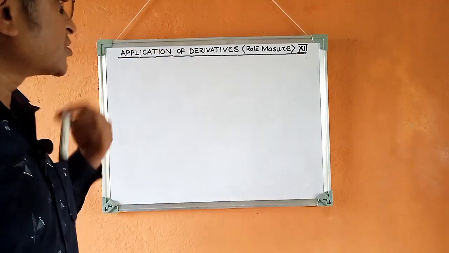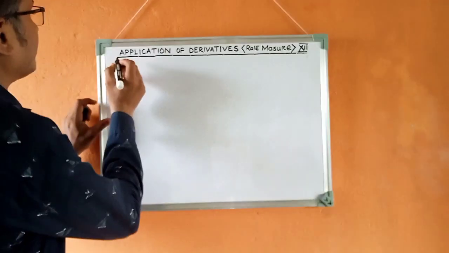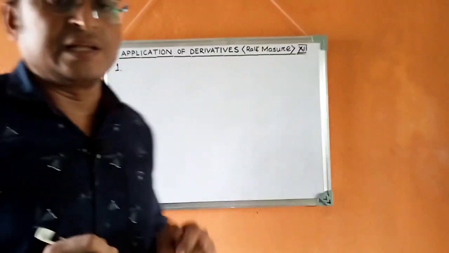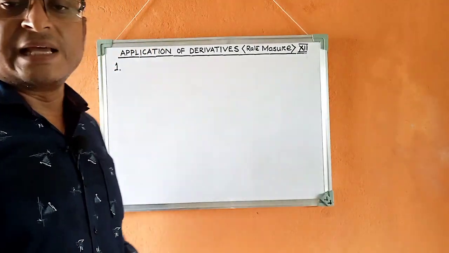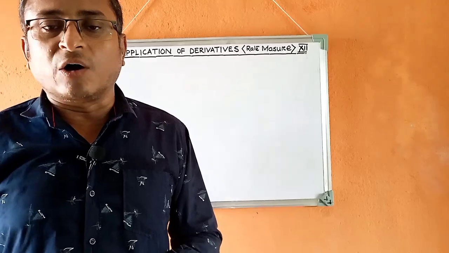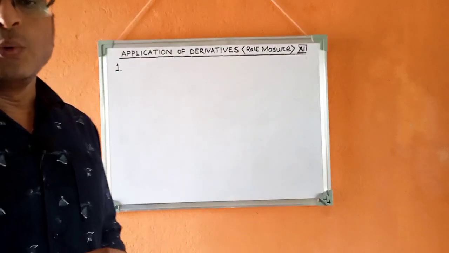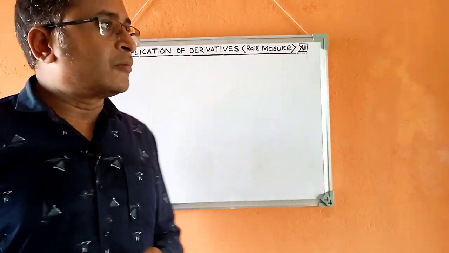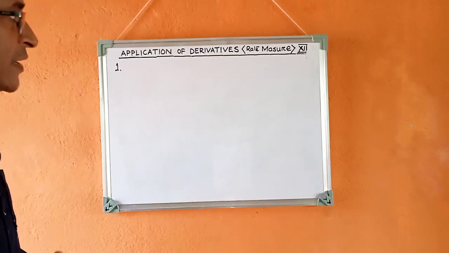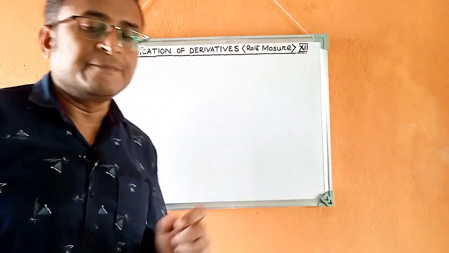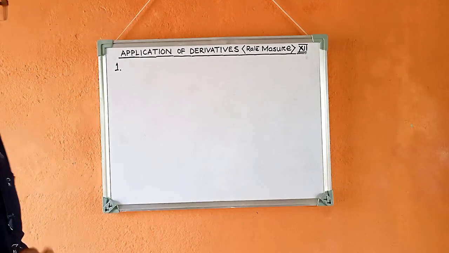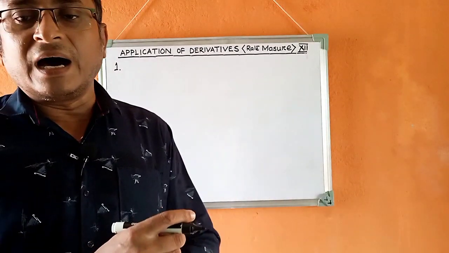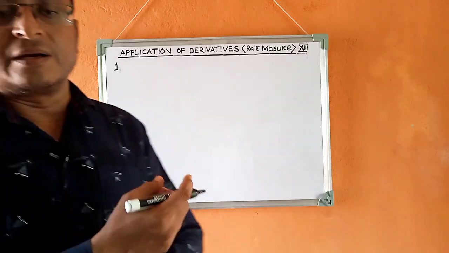Example number one, listen carefully. The question is: find the rate of change of the area of a circle with respect to its radius r when r equals 3 centimeter. I repeat the question: find the rate of change of the area of a circle with respect to its radius when r equals 3 centimeter.